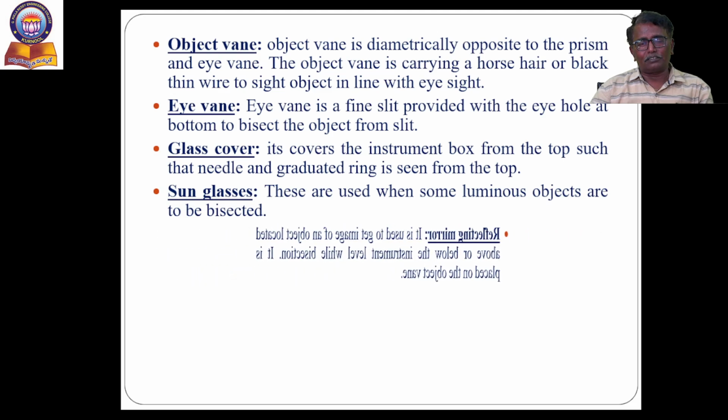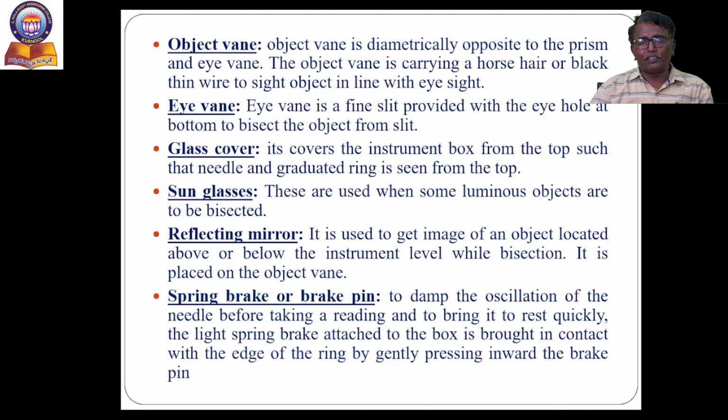Reflecting mirror. It is used to get the image of an object located above or below the instrument level while bisecting. It is placed on the object vane. And spring brake or brake pin. To dampen the oscillations of the needle, that is the graduated ring, before taking the reading and to bring it to rest quickly, the light spring brake attached to the box is brought in contact with the edge of the ring by gently pressing inward the brake pin.